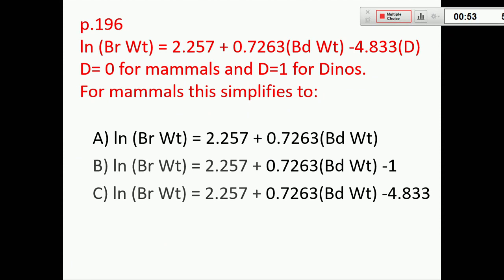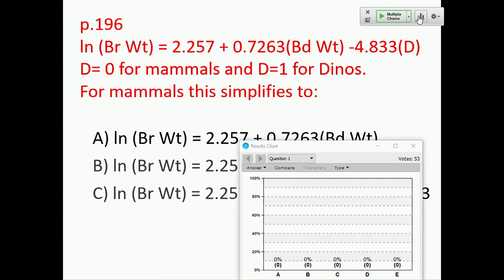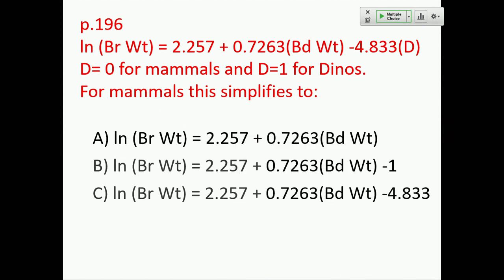All right, so let's stop it. What did you choose? The answer is A. Good, excellent. Because you're just plugging in a 0. When it's mammals, it's 0, so you've eliminated that. All right, now just the next one.